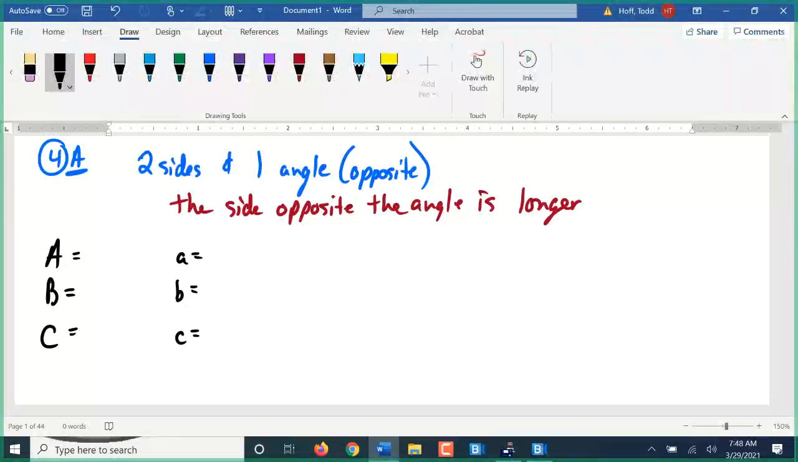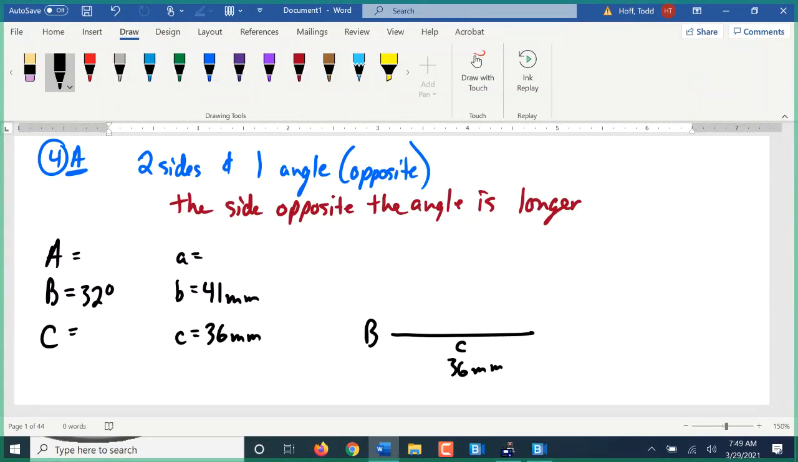So if I give you that angle B is 32 degrees, and side B is 41 millimeters. Side C is 36 millimeters. I'm going to start out drawing my triangle. This is going to be angle B here. This is going to be side little c. So we know this is 36 millimeters. Draw in angle B here at 32 degrees. There is absolutely only one way this can be 41 millimeters over here.